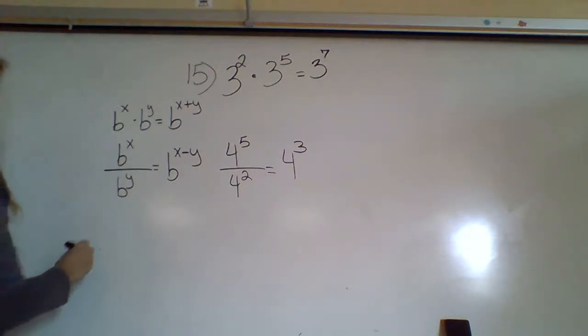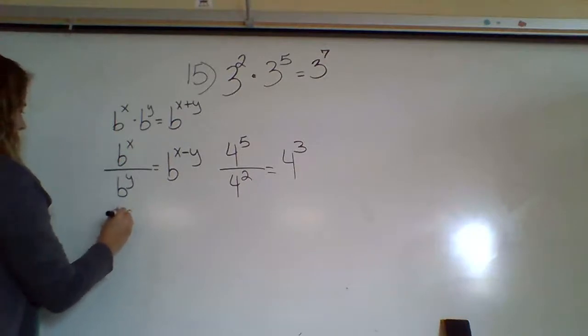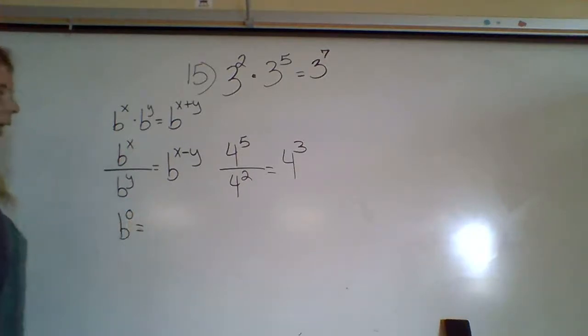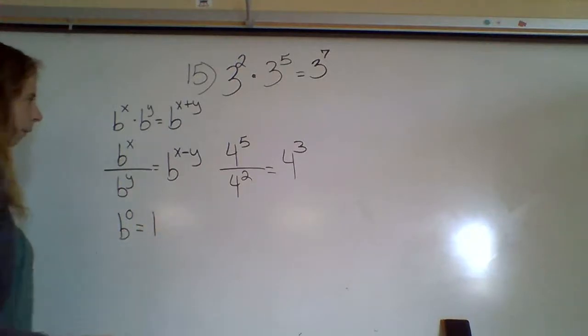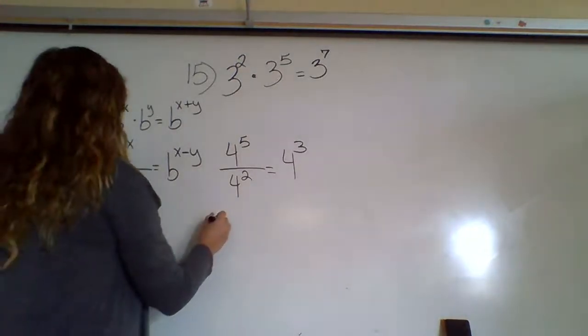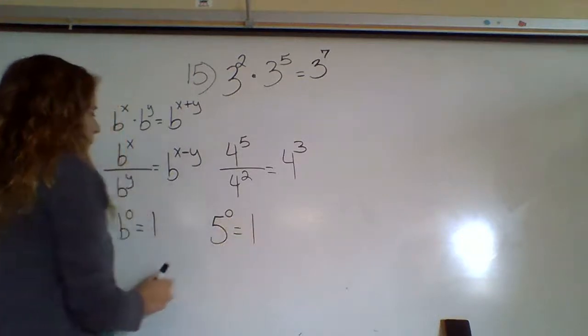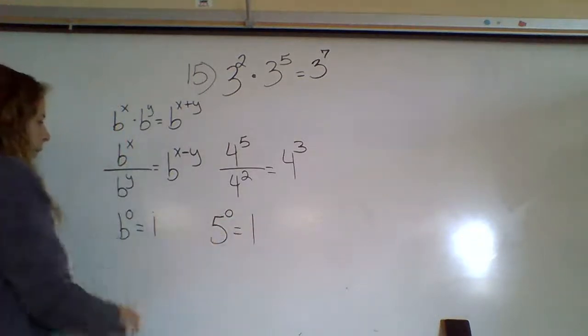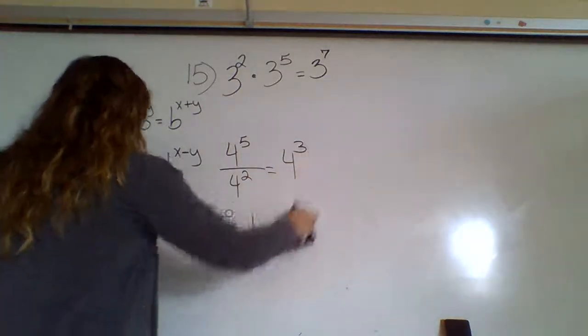Let's do B raised to the 0 power. Any number raised to the 0 power is 1. So that could be like 5 to the 0 power is just 1. Any number raised to the 0 power is 1. I'll do that.